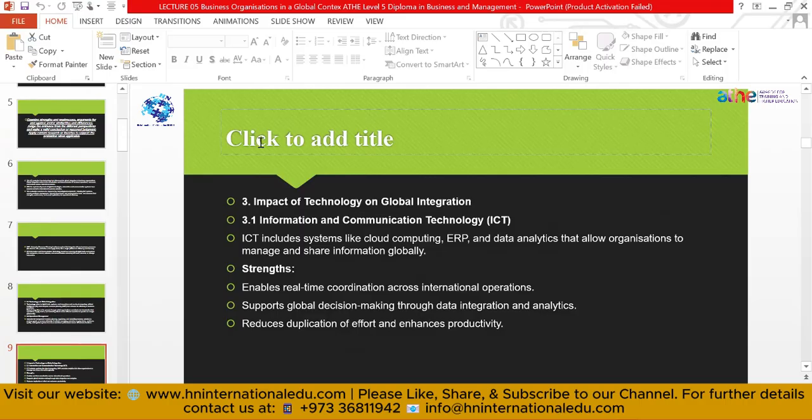Impact of tech on global integration. The first point is information and communication technology, ICT. It includes systems like cloud computing, enterprise resource planning, and data analytics that allow organizations to manage and share information globally. That is, we're using software and updated, bug-free systems so that we can communicate easily and things go on smoothly.